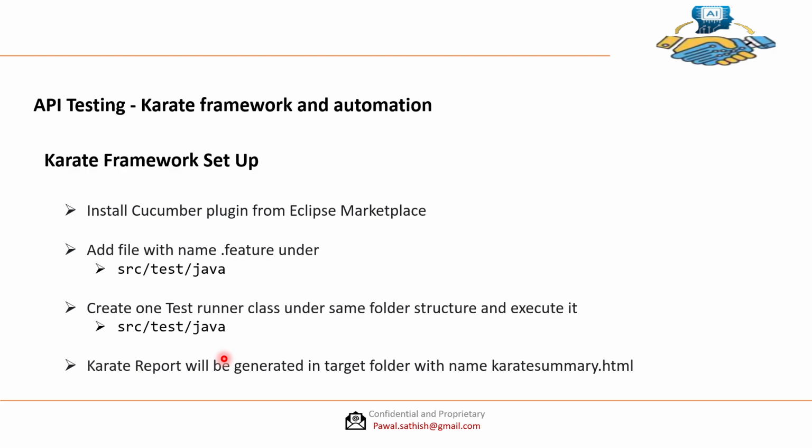When we create a feature file, it will display the given, when, and then format. Then we'll save that file with the .feature extension, and apart from that we also need to create a test runner class. Using this test runner class we can execute the feature files. Once we execute the feature file, the Karate report will be generated in the target folder as karate-summary.html.